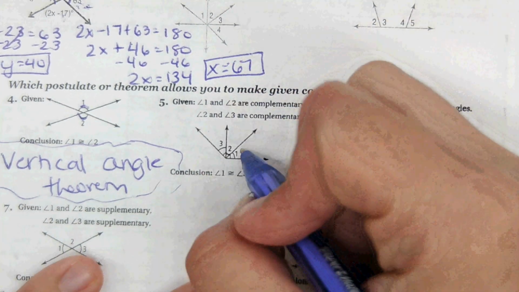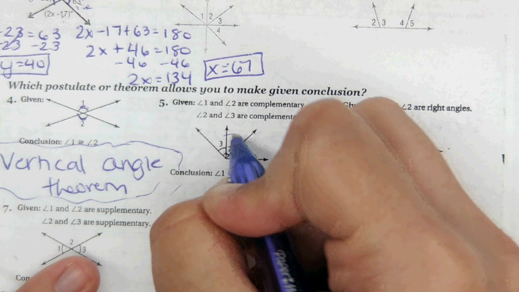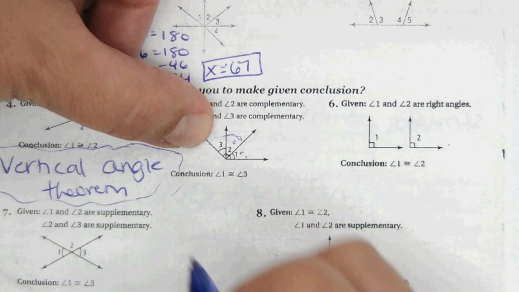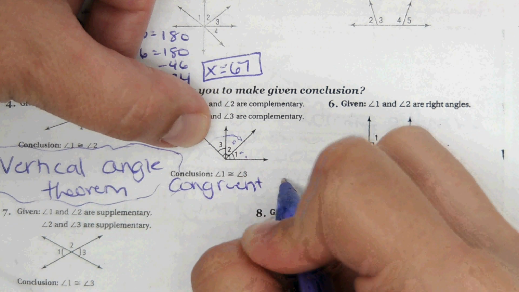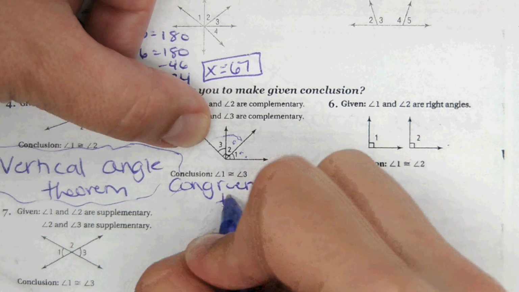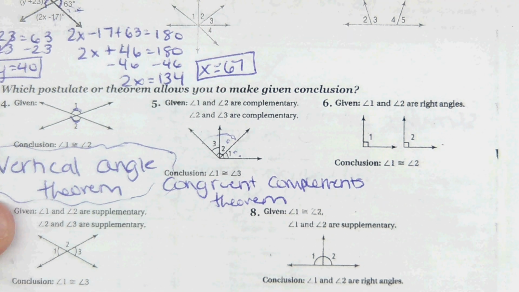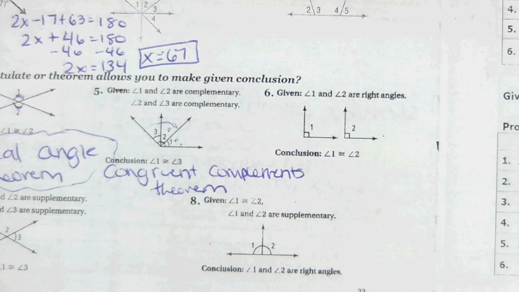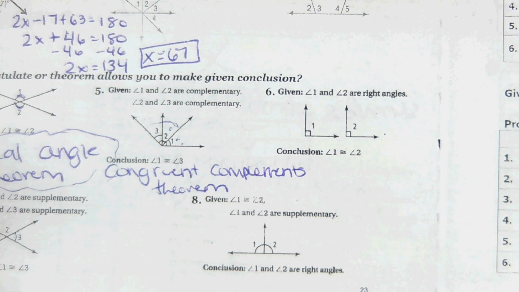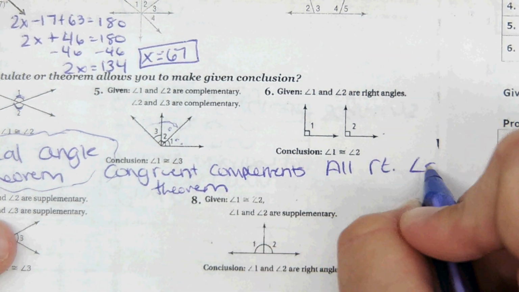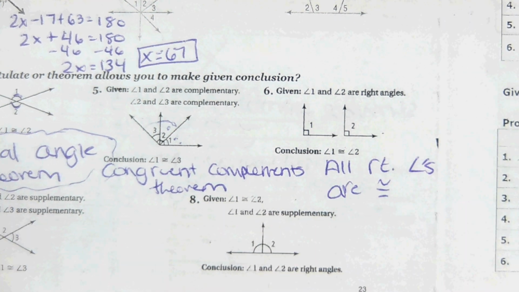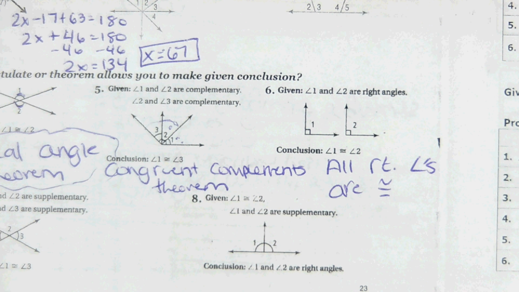Okay, number 5, it says 1 and 2 are complementary, and then 2 and 3 are complementary. Then 1 and 3 must be congruent. That was the congruent complements theorem. The next one, number 6, given 1 and 2 are right angles, therefore they are congruent. Well, all right angles are congruent. So if we're told that they're both right angles, they're congruent.